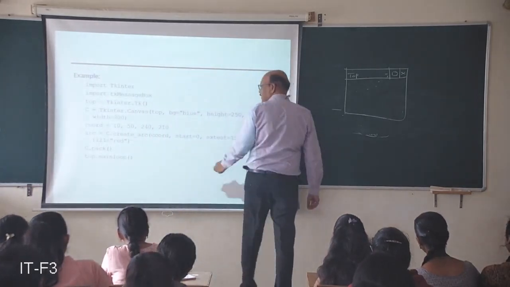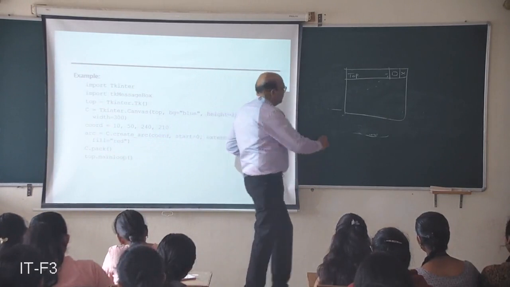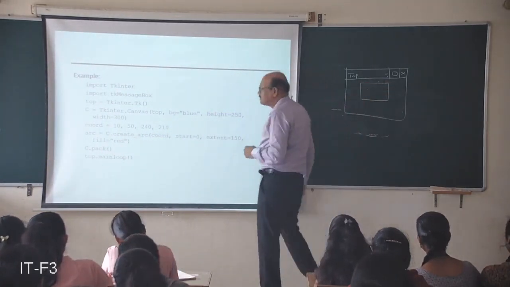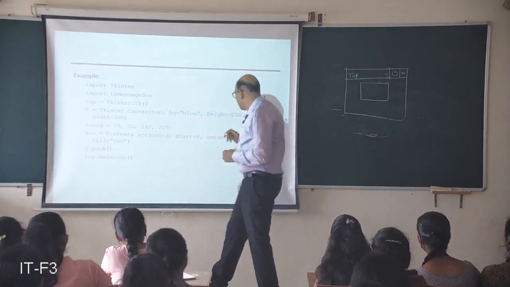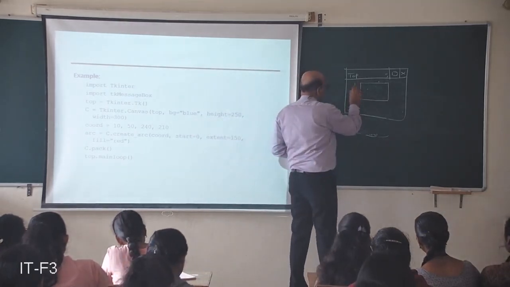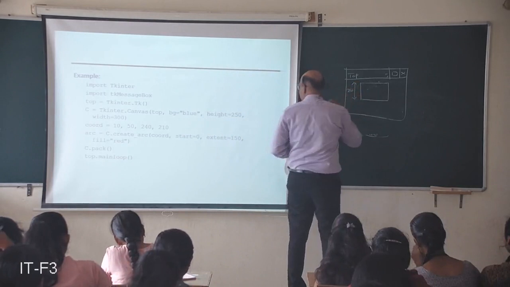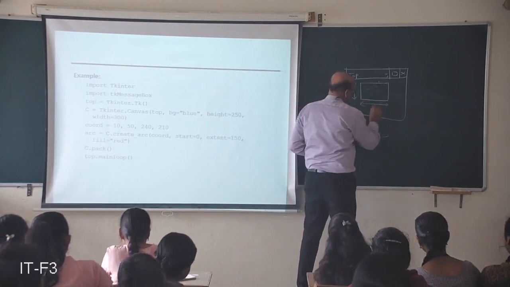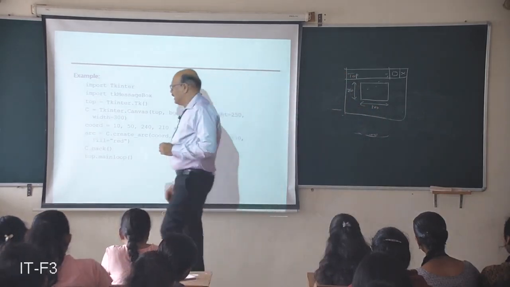and then height 250 and width 300. Now if you see, we have used pack, so top, middle. A canvas will be created like this. The height is 250 pixels and the width is 300 pixels. Okay.